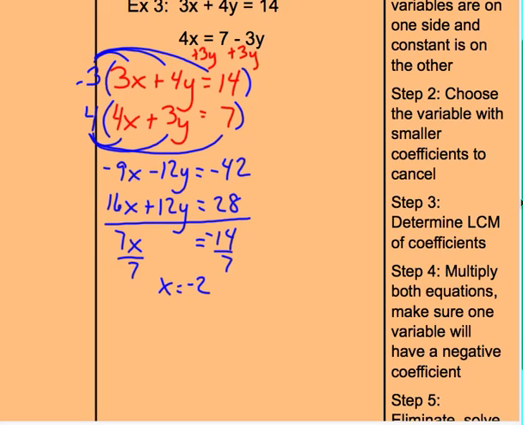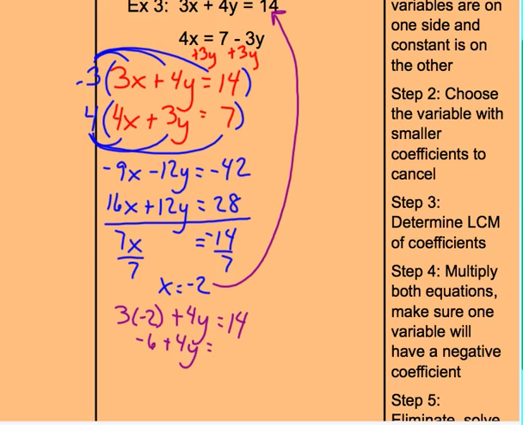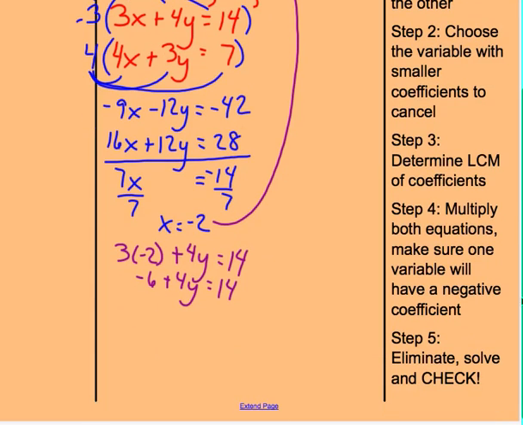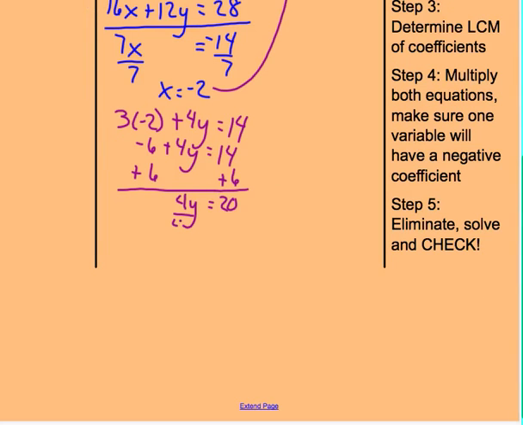And I have to go back to one of my original equations to solve for y. And I think I'm going to use my first one because the y doesn't have a negative coefficient. So when I substitute negative 2 for x, I get negative 6 plus 4y equals 14. Adding 6 to both sides, I get 4y equals 20. And finally, dividing both sides by 4, I get y equals 5.